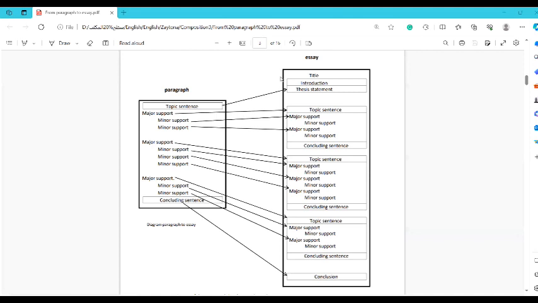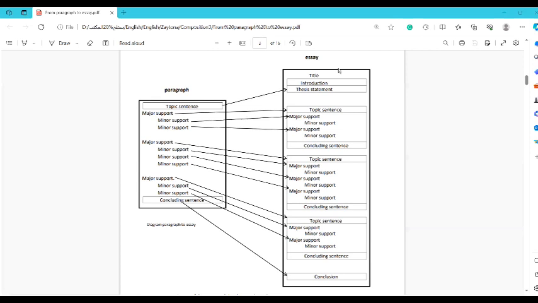Before the break, we were talking about how to turn a paragraph into an essay. The paragraphs here, all of these are sentences, okay? And all of these sentences form up what? One paragraph, okay? But each sentence here will be a paragraph in the essay, okay?